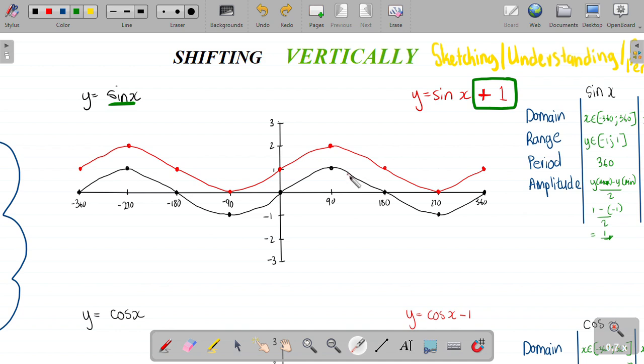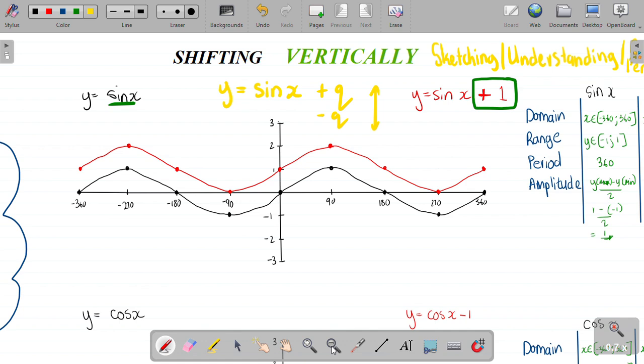So that is what happens, guys. That's what I'm trying to emphasize, is that when you have y equals sine of x plus q, or it can even be minus q, plus or minus whatever, it is just shifting the graph up or down. Okay, that is what's happening.